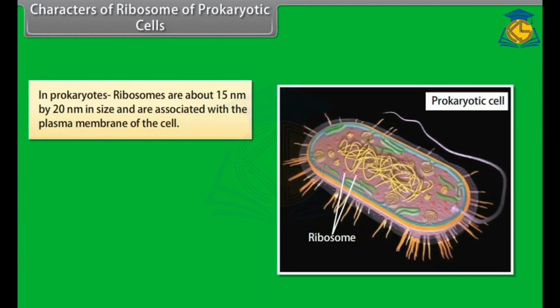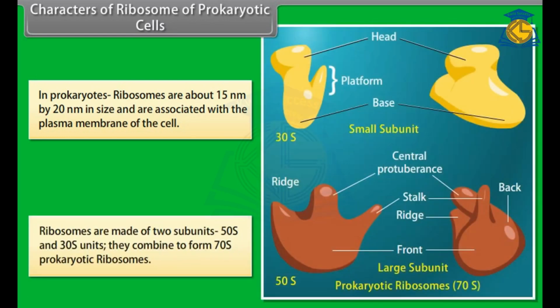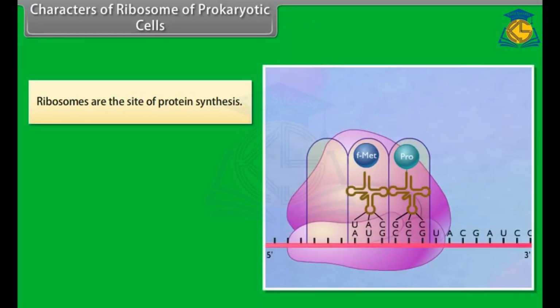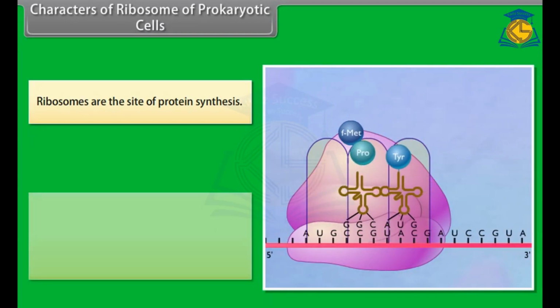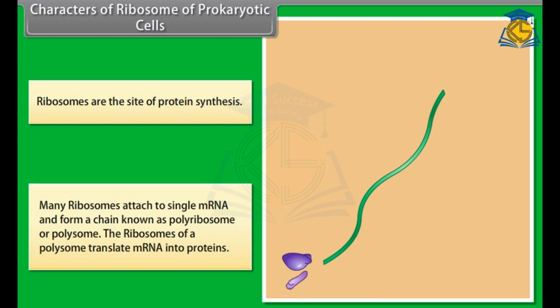In prokaryotes, ribosomes are about 15 nanometer by 20 nanometer in size and are associated with the plasma membrane of the cell. Ribosomes are made up of two subunits, 50S and 30S units. They combine to form 70S prokaryotic ribosomes. Ribosomes are the site of protein synthesis. Many ribosomes attach to single mRNA and form a chain known as polyribosome or polysome. The ribosomes of a polysome translate mRNA into proteins.